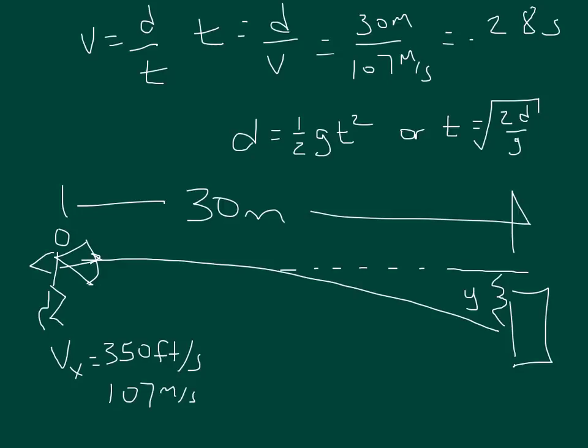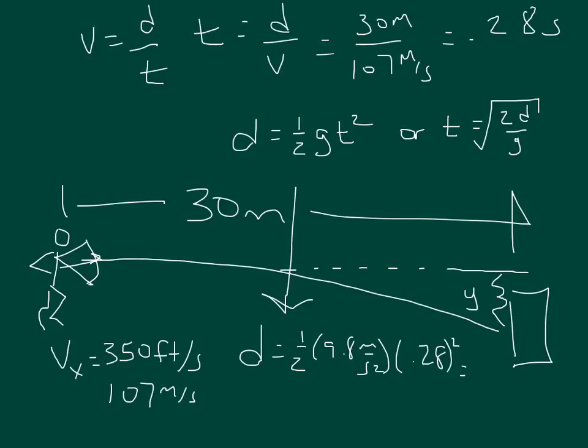Alright, plugging in my numbers there, the amount that it falls is 1/2 times 9.8 times the 0.28 seconds that it's falling for, squared. That gives me 0.38 meters or 38 centimeters. So the arrow will actually fall that far on its way to the target.